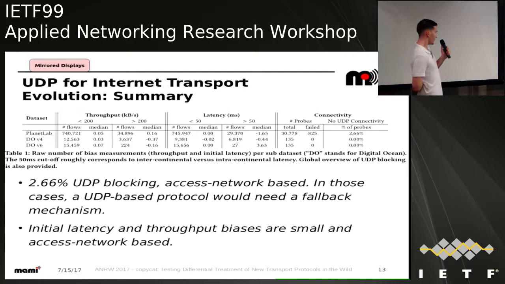So in summary, this figure here is the summary of all the biases and connectivity black holes. We investigated differential treatment between TCP and UDP in terms of throughput, latency, and connectivity. We found that 2.6% of our probes were UDP blocked, and that most of those blockings happened to be access network based. So in those cases, if we were to use UDP as a substrate for a transport protocol, it would require a fallback mechanism or some way to choose not to use UDP. And then we observed that the latency and throughput biases are very small and access network based. This is the median column there.